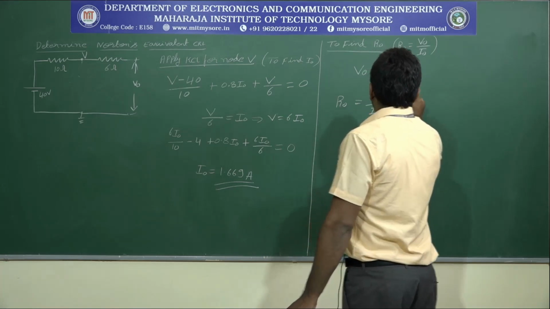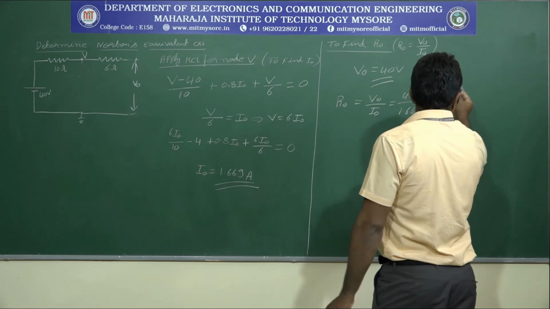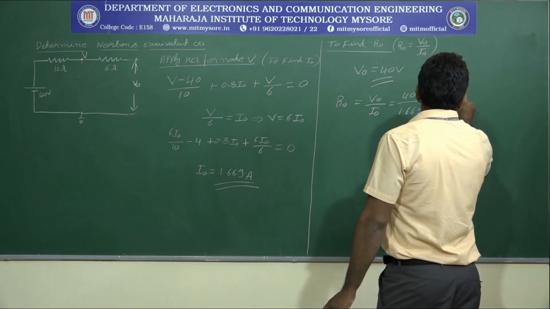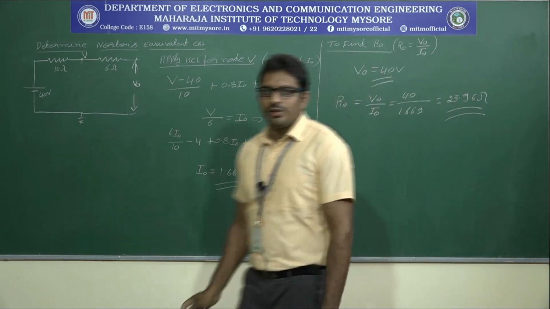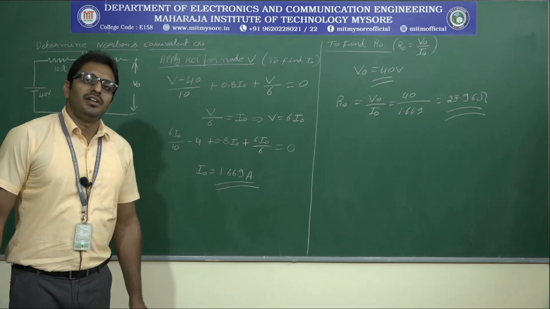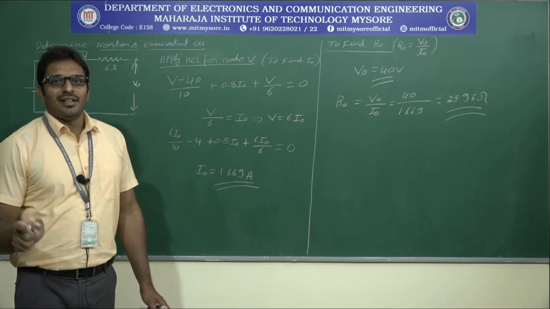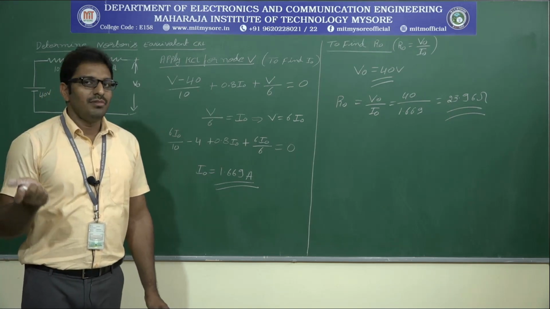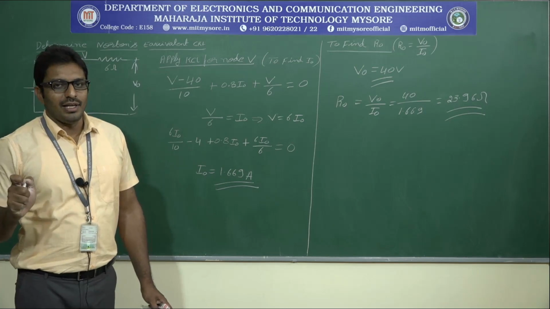Next, R naught is equal to V naught by I naught. What is V naught? 40. What is I naught? 1.669. Then what is R naught? 23.96 ohms. So if any circuit has dependent sources, what is the procedure to find out R naught? R naught is equal to V naught by I naught. Even in case of Thevenin's theorem or Norton's theorem, R naught is equal to V naught by I naught.